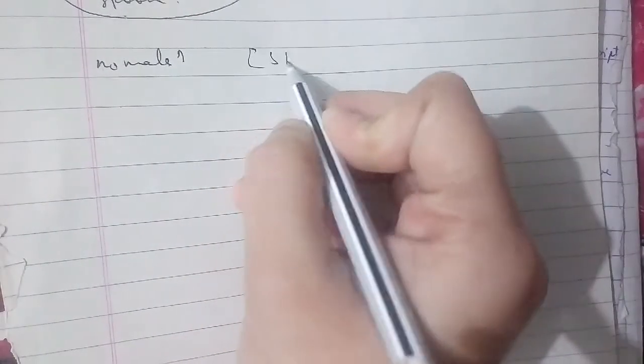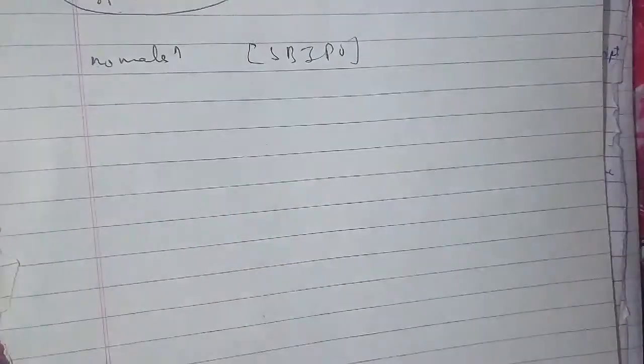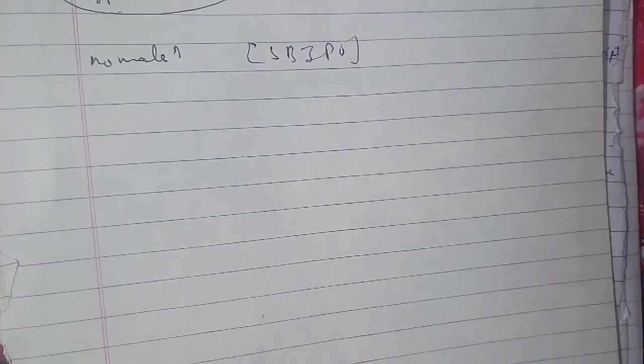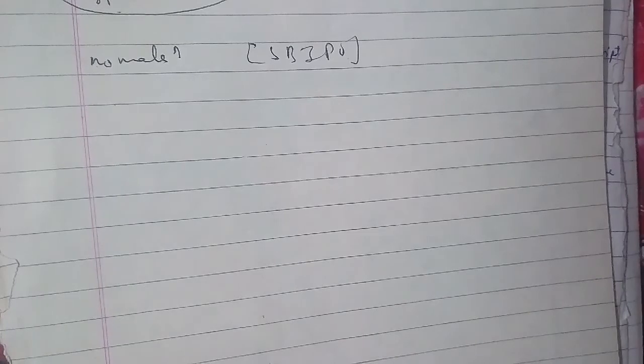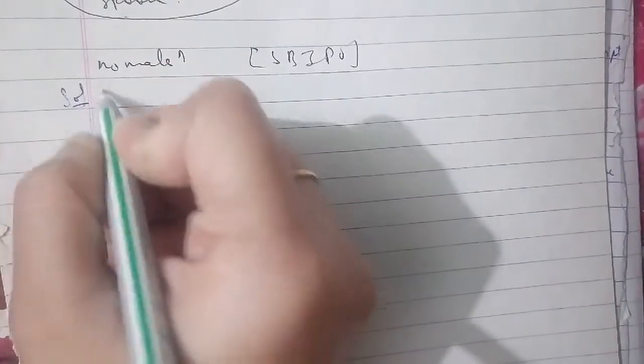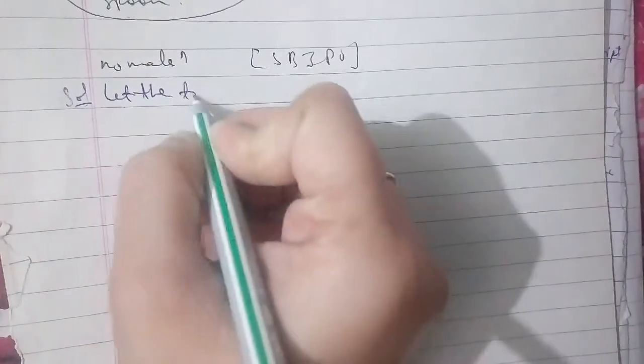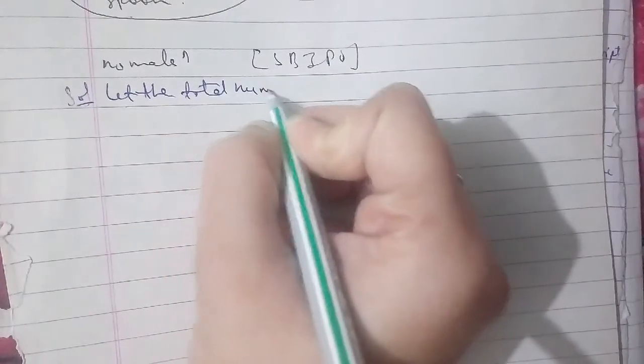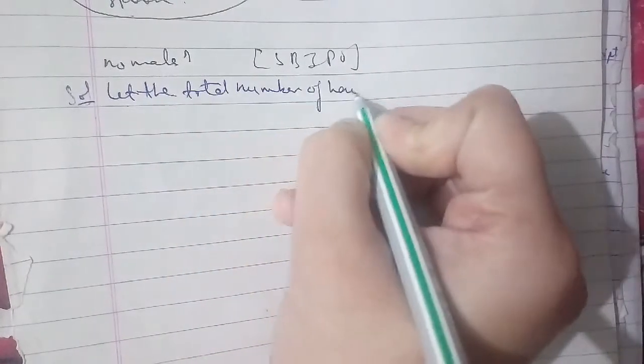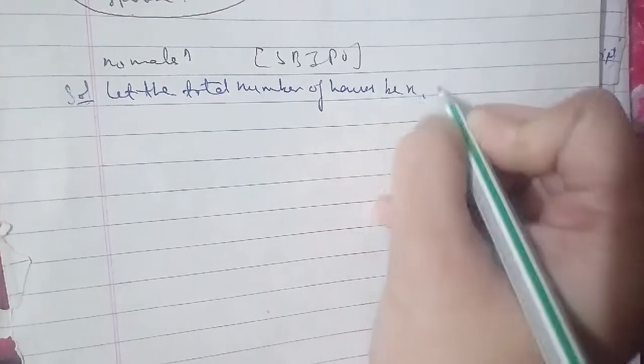So the question has been asked in the SBI PO question paper. We'll go ahead for the same, and as I told you, it is an important one. So let's go ahead for the solution. Let the total number of houses be X.